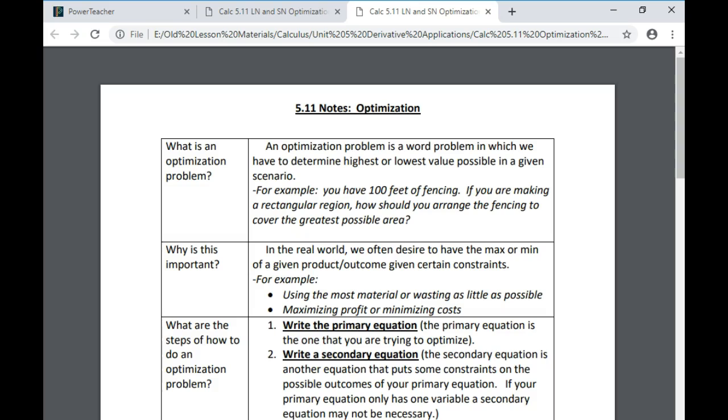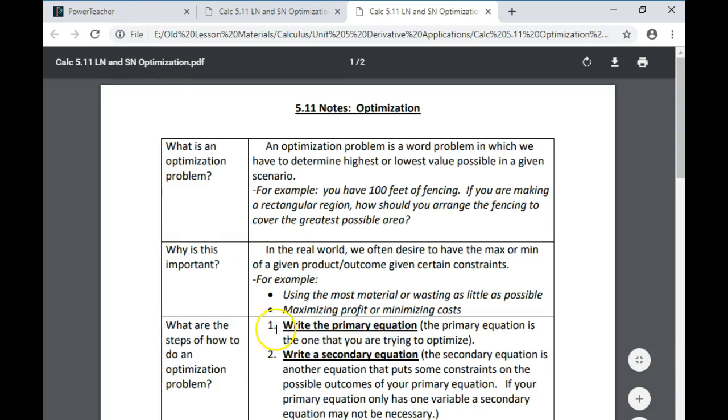Why is that important? Because in the real world, they do that all the time. If you want to design something and waste as little material as possible, or when you're talking about making money, you want to maximize profit or minimize costs. These are all examples of where that would be useful.